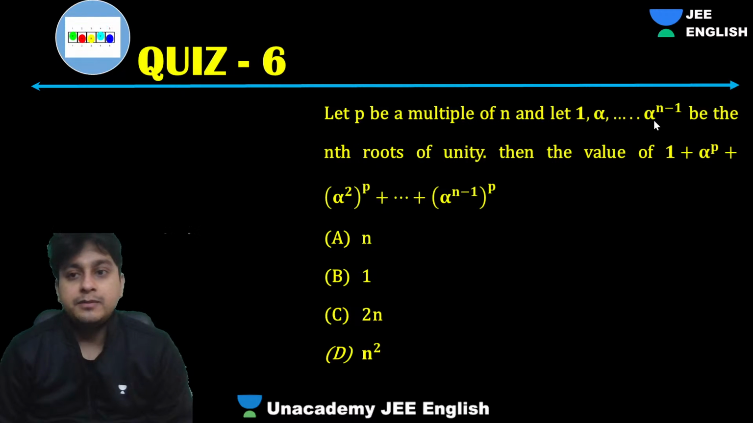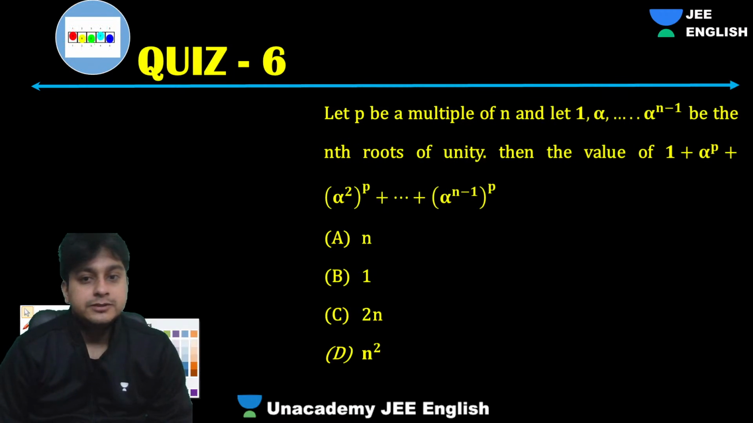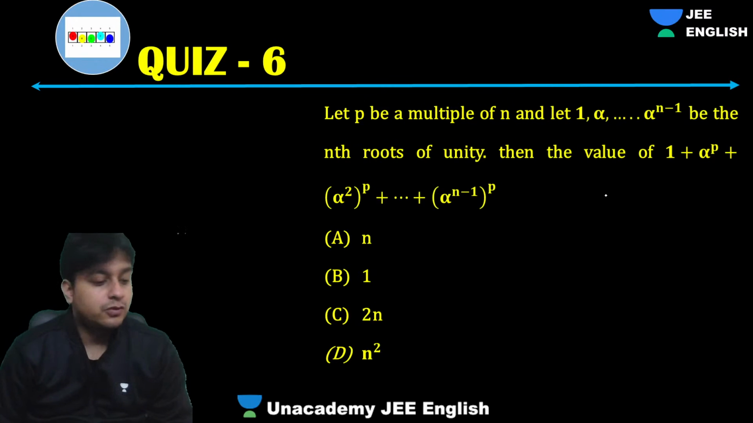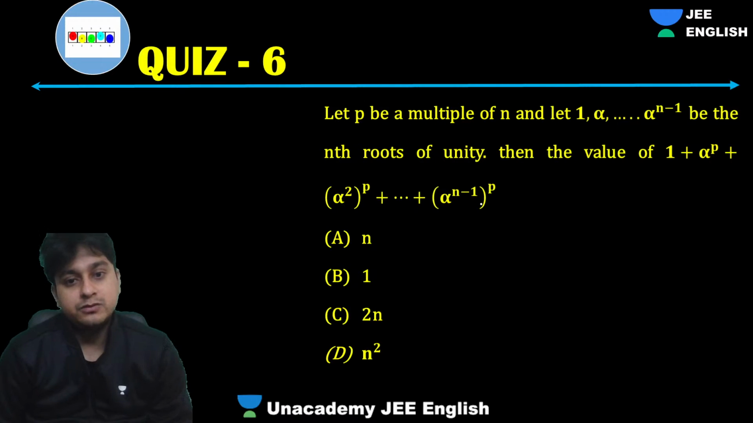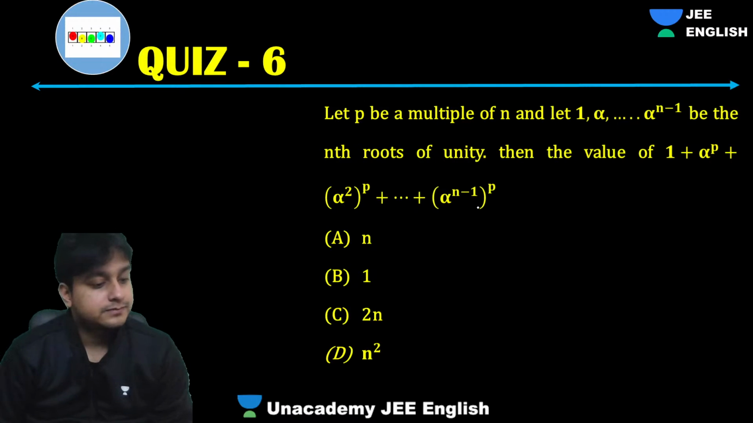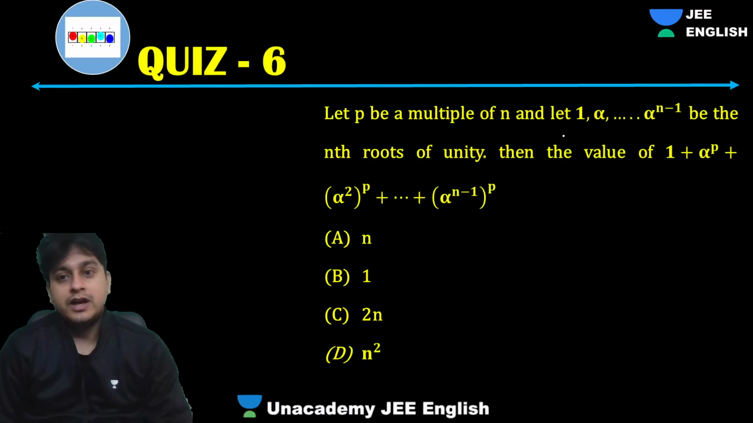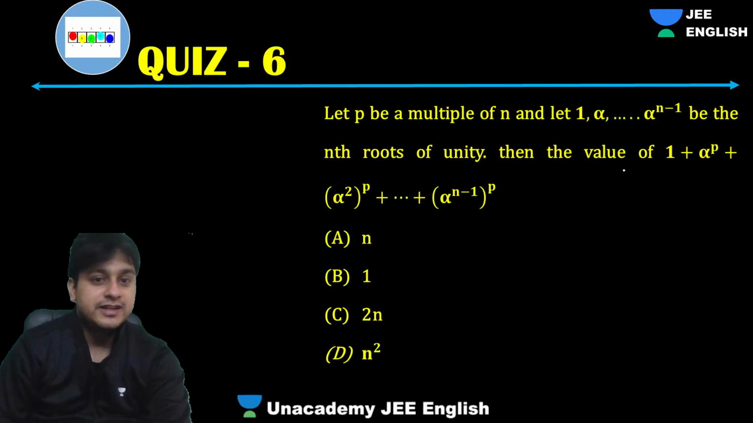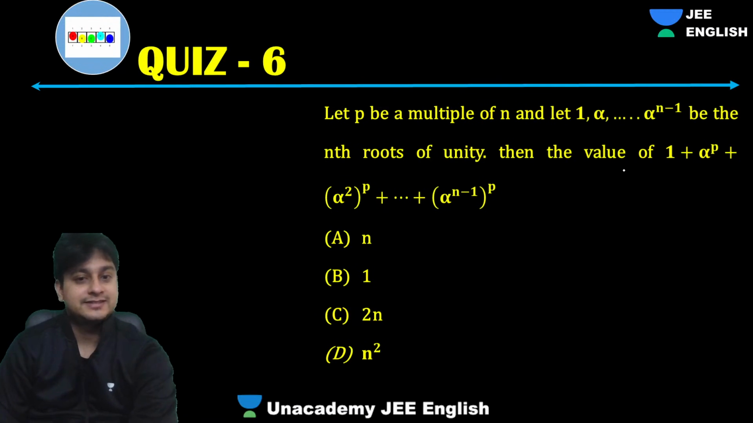So 1, alpha, ..., alpha power n minus 1 be the nth roots of unity, then the value of alpha power p, alpha square power p, and so on till alpha power n minus 1 power p is what? As I have told you guys, you can use your logic and tricks to solve this kind of question.